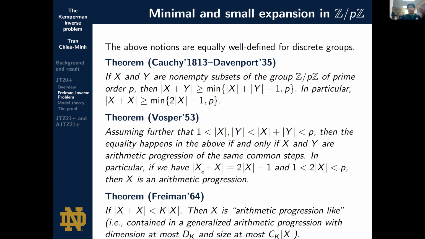If you are relaxing the condition, instead of 2, you are changing it to k, then a theorem along this direction that we want is a Freiman theorem, right? Which says that if |X + X| is smaller than k times |X|, then X must be arithmetic progression-like, right? And arithmetic progression-like means it needs to be contained in a generalized arithmetic progression with a bounded dimension and a size at most a bounded constant multiplied by the size of X.